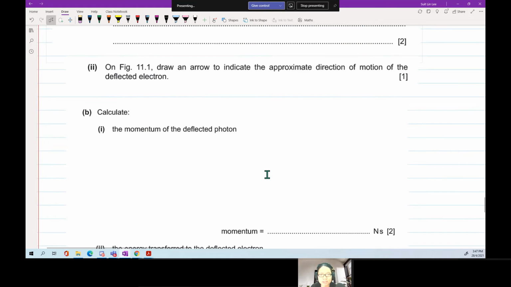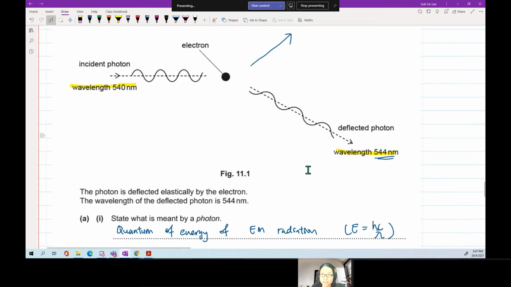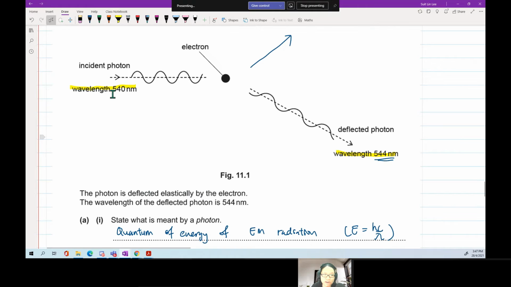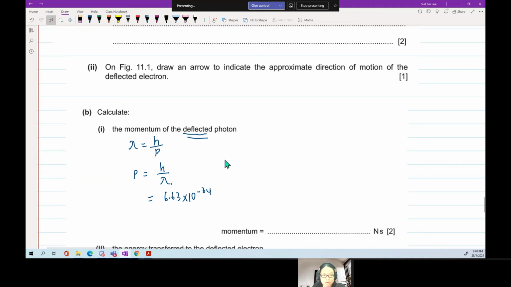All right, calculate the momentum of the deflected photon. Ooh, I know. de-Broglie wavelength is Planck constant over momentum. Momentum is Planck constant over wavelength. So 6.63 times 10 to the power negative 34. They say deflected photon. Please use 544, okay? Don't use 540. If you use 540, then you didn't read the question. Please read the question. 544 for deflected photon.